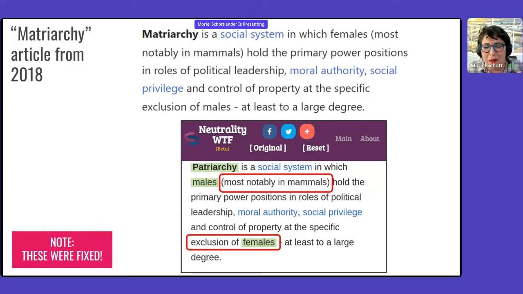There were a couple of things that, if you went to the article about patriarchy, you didn't see there, most notably "in mammals, to the exclusion of females." Probably not what we want. So the good news is that these things were fixed, removed from the article. But that is the point of this tool.